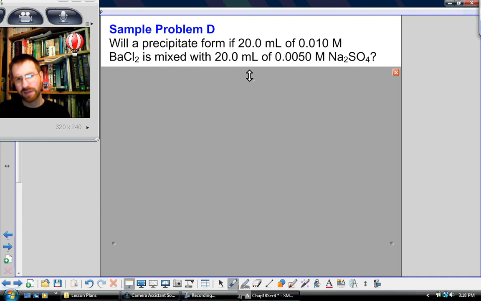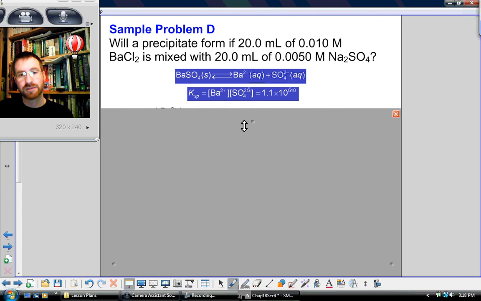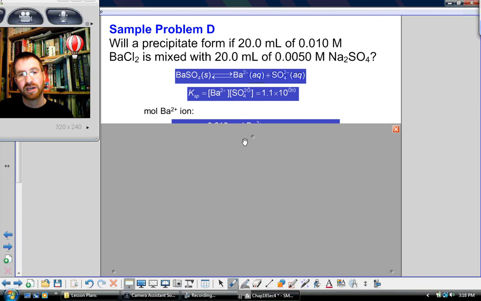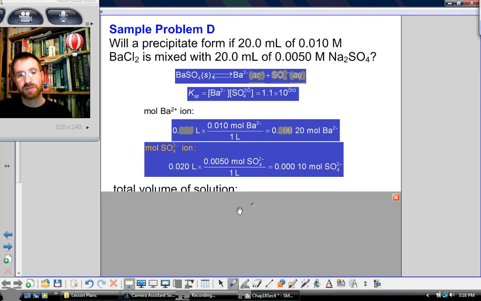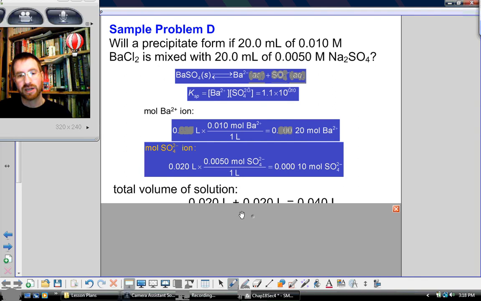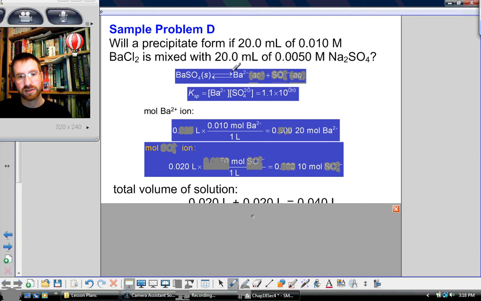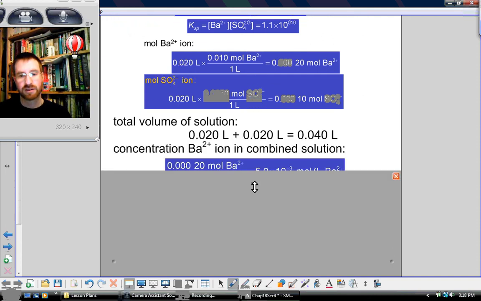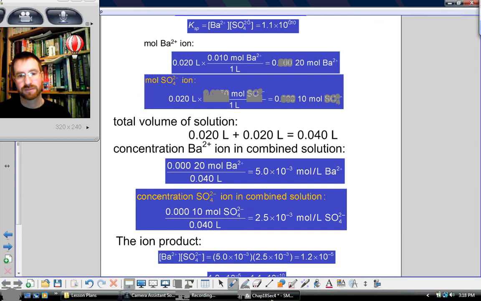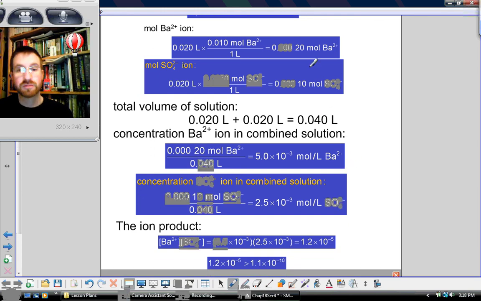So we're wondering if a precipitate will form here. The first thing we have to do is set up a balanced chemical equation. We use our KSP. We find out how many moles of barium we have and moles of sulfate we have. We know the total volume of our solution. They've told us how much we have to work with there. So we find out our total volumes, and we know how many moles of barium and how many moles of sulfate we have.